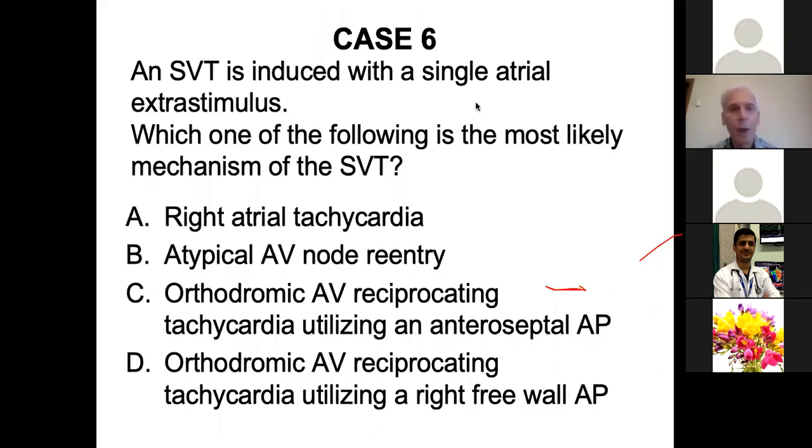Okay. All right, so now we have an SVT induced with a single atrial extra stimulus. Which one of the following is the most likely mechanism? Right atrial tach, atypical AV node reentry, ORT utilizing an anteroseptal pathway, or ORT utilizing the right free wall?